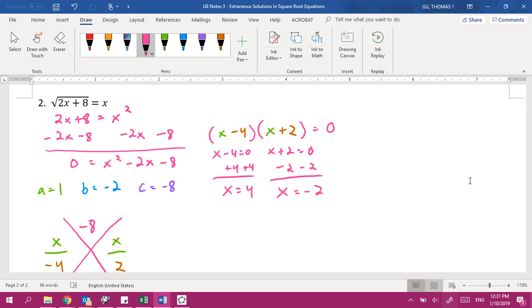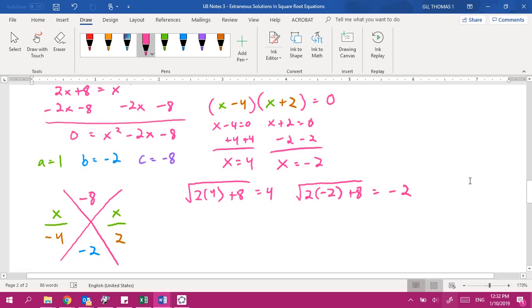So when we check it, we're going to plug those numbers back in for x, right? When you plug the 4 back into the original equation, it's going to be 2 times 4 plus 8 equals 4. That's fine because it equals a positive number. But when you plug in the negative 2, it becomes 2 times negative 2 plus 8 equals negative 2. See how we have a square root equals a negative number? Right there, in that very first step, you could tell that the negative 2 is not going to work.